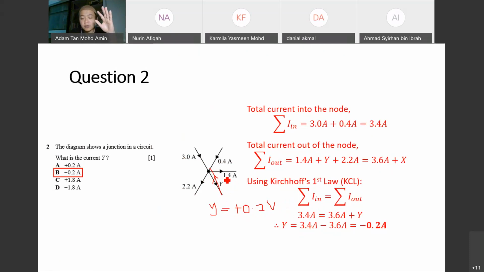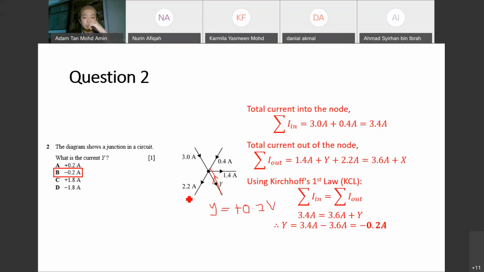So initially Y is going outwards, and then when we do the calculations, we find out that Y is equal to minus 0.2 amperes. So because of that, we know that the direction of Y is actually going into the node. So kalau awal-awal lagi kita dah define Y ni into the node, maknanya kita akan dapat positive value lah instead of negative kan. So that is the difference.